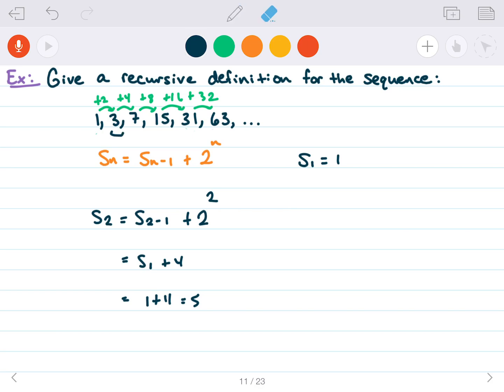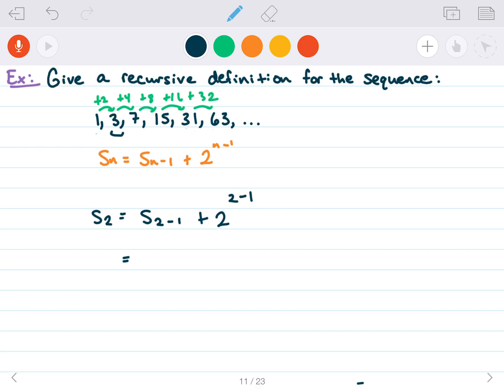So to fix that, I'm going to take off a power. Instead of 2 to the n, I'm going to do 2 to the n minus 1. So let's test this out. All right. So S sub 2 is going to be S sub 2 minus 1 plus 2 to the 2 minus 1. So this is just going to be S sub 1 plus 2 to the first. And S sub 1 is 1, so we have 1 plus 2, which is going to give us 3. That checks out. And the reason it does is because 3 is the second number in our list, hence the 2 here.